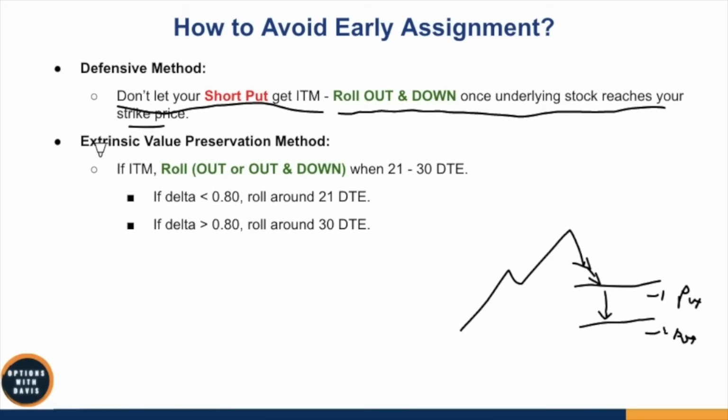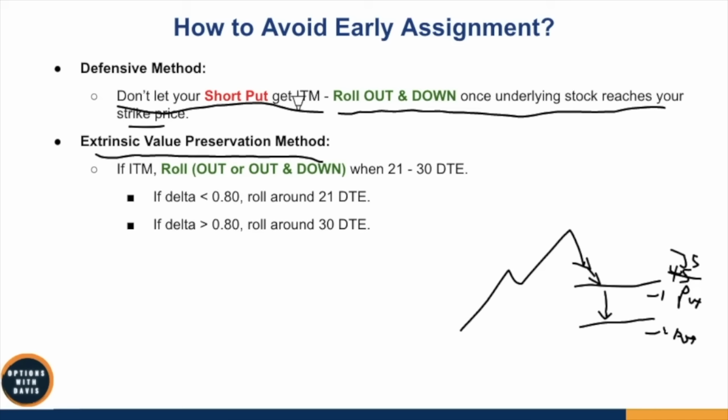Now the next is what I call the extrinsic value preservation method. The difference between this method and this method is that with the defensive method, you could find yourself rolling to very far out in time, right? Because you do not want it to get in the money at all. So you could find that maybe you sold this when there's 45 days to expiration. But then in 10 days, it starts to touch your strike price. So that means you actually have 35 days left.